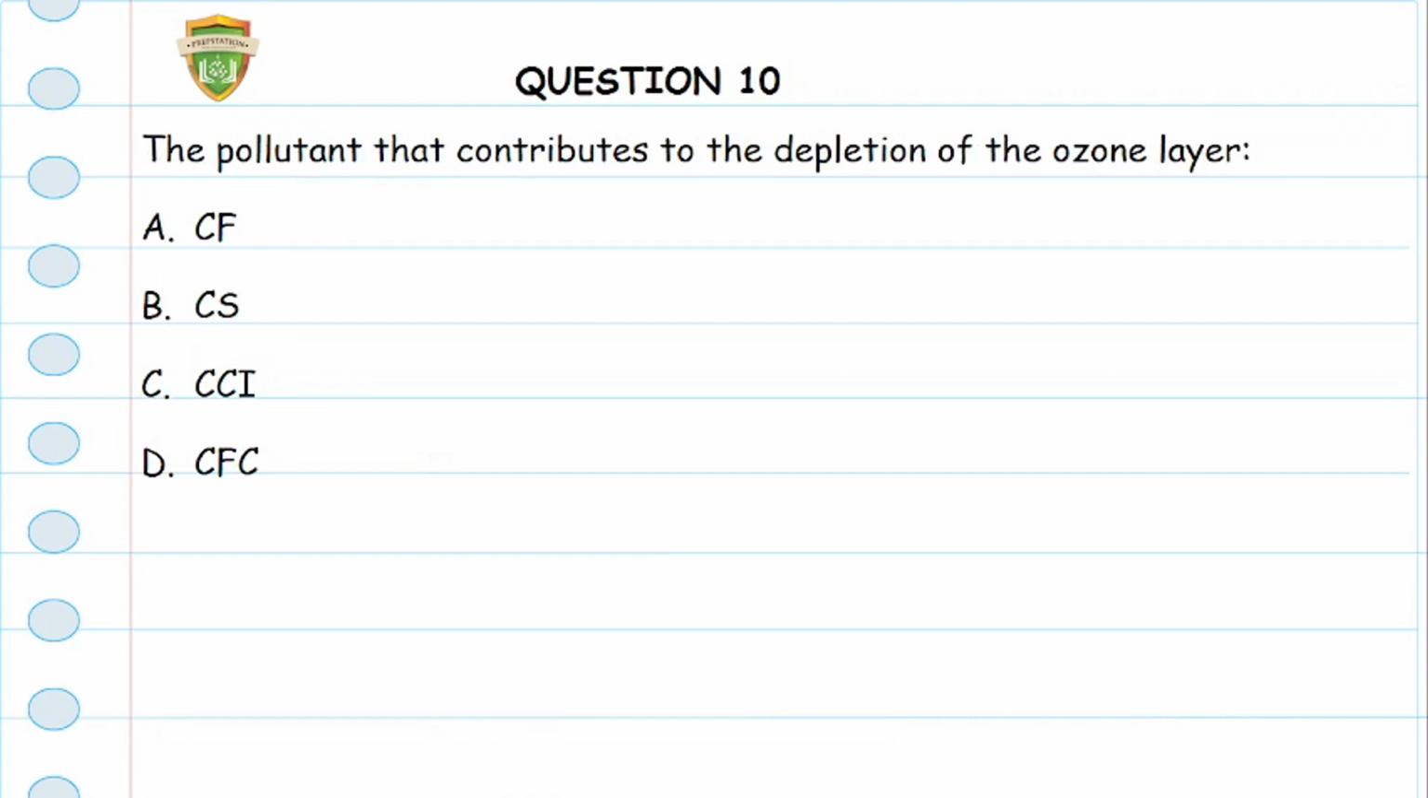Question 10. The pollutant that contributes to the depletion of the ozone layer is actually CFC, and CFC stands for chlorofluorocarbons. The chloro from chlorine, fluoro from fluorine, and then carbons. When CFCs are released into the atmosphere, they are broken down by the intense ultraviolet radiation, which releases the chlorine atoms. These chlorine atoms now react with ozone molecules, which depletes the ozone layer. So the answer to this question is D, CFC.